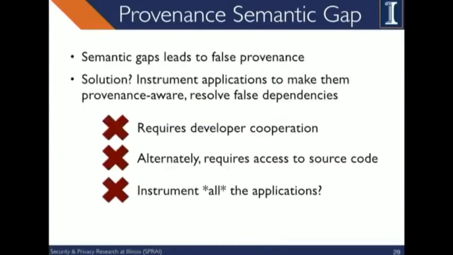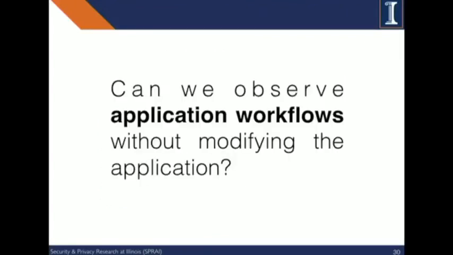So while those approaches are promising, we wanted to adopt a slightly different usage model where we assumed that we didn't have any developer cooperation, we didn't have access to source code, and we didn't want to instrument any applications. So we basically wanted our web service to work exactly as it used to without us having to intercede on anything in practice. So this leads us to our second challenge of the day that I want to tackle with you. Is it possible to observe these application-specific workflows without actually needing to modify the application?